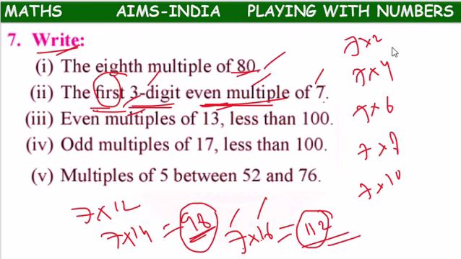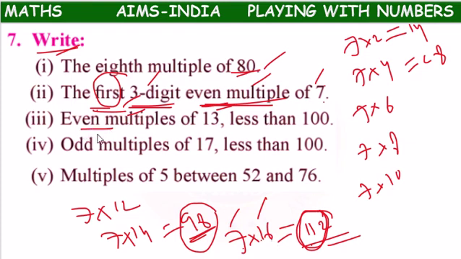That means 112. Because 7 2 times is 14, 7 4 times is 28. These, up to 98, are all 2-digit numbers. So 112 is the 3-digit multiple of 7 and that is also an even multiple.